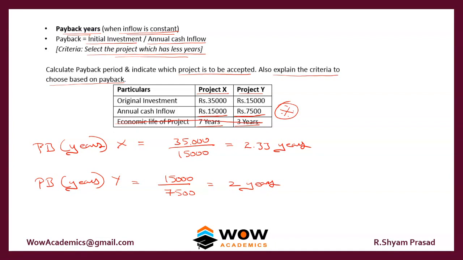Okay. You have to just look at which project has the lowest payback period. So project Y has the lowest payback period. So select project Y. Okay.